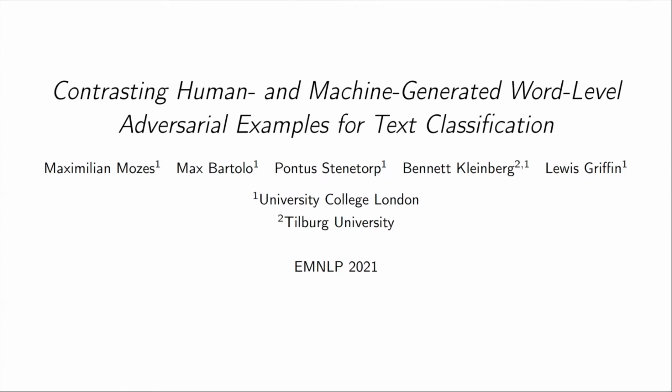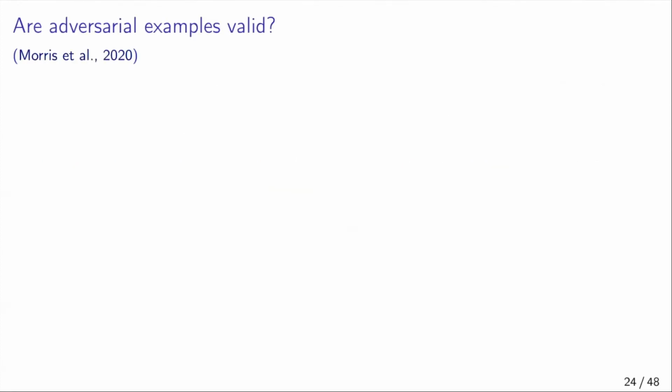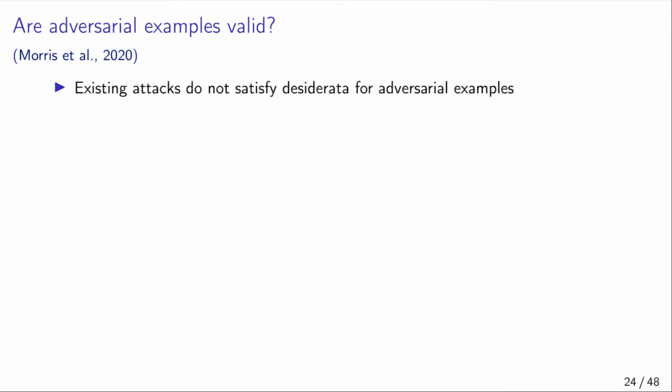Okay, so the backstory of this project is based on a paper from 2020, which questions the validity of adversarial examples. And what does this mean? So they argue that the existing attacks do not really satisfy certain desiderata that word-level adversarial examples should have. And these four constraints are defined by the authors: they should be semantics preserving.